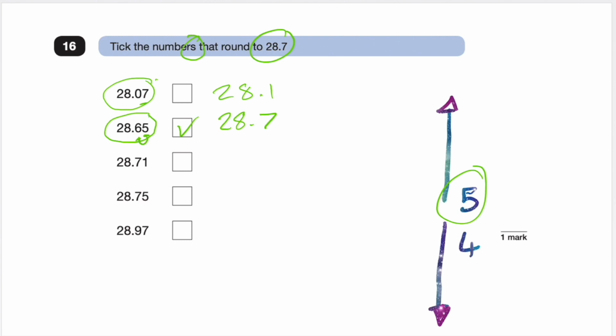This next one is 28.71, and 28.71 will get influenced by this 1, and that would round down, or keep it as a 7, so it would have 28.7, and again, give it a tick. 28.75, the 5 would impact the 7 and turn it up to an 8, so we would get 28.8, no tick, and 28.97 would end up getting rounded to 29. Again, no tick. So just these middle two would give us the mark.